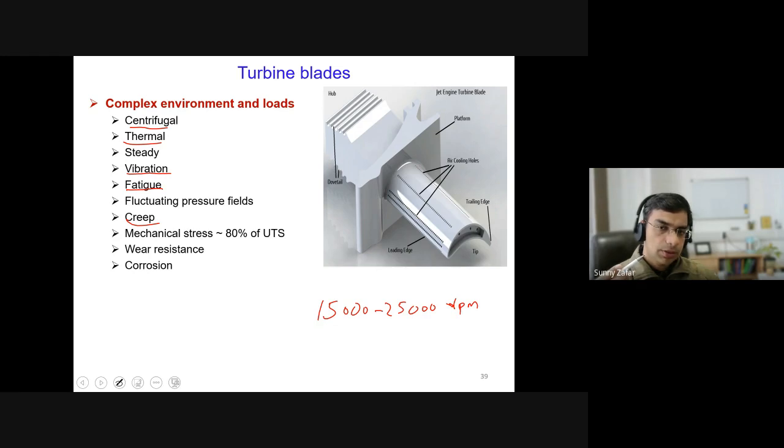There will be a lot of opportunities for wear and corrosion or surface degradation. So you can see that one single product, like gas turbine blades, experiences so many different types of loads or so many external factors which influence the operation of these blades. That is the reason these blades are made of superalloys, and the manufacturing processes are tailored to cater to that superalloy material.